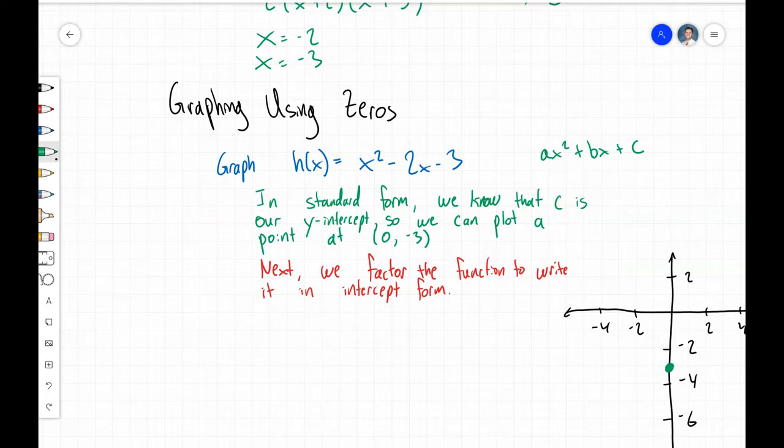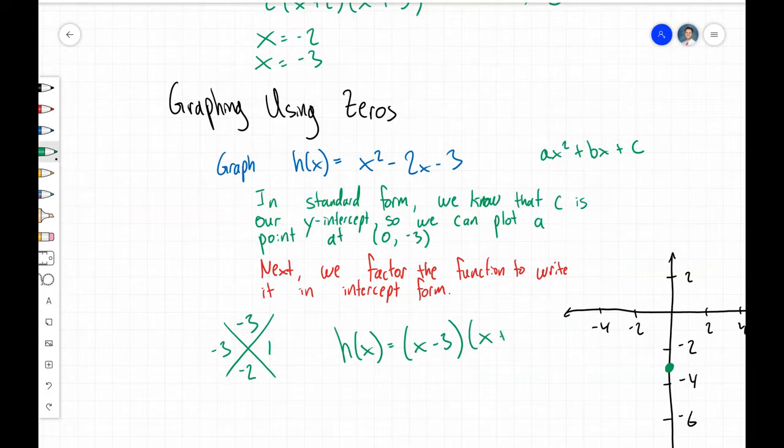And now if we factor our function, we can write it in intercept form to get our x-intercepts. So we have x squared minus 2x minus 3. So with that diamond, again, we would need to have something that multiplies to negative 3 and that adds to negative 2. So in this case, that's going to be negative 3 and positive 1. So now we know in factored form, we would have h of x equals x minus 3, x plus 1.